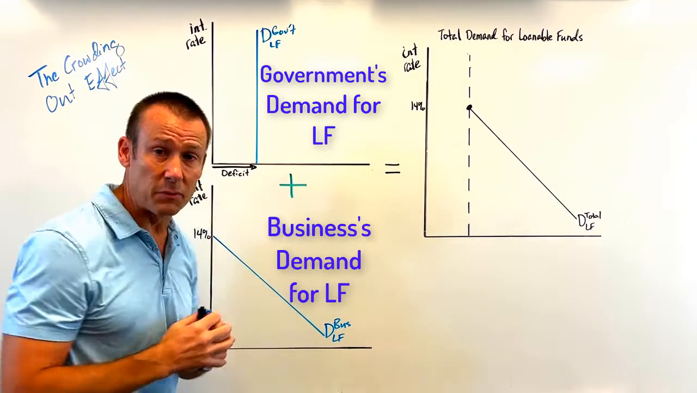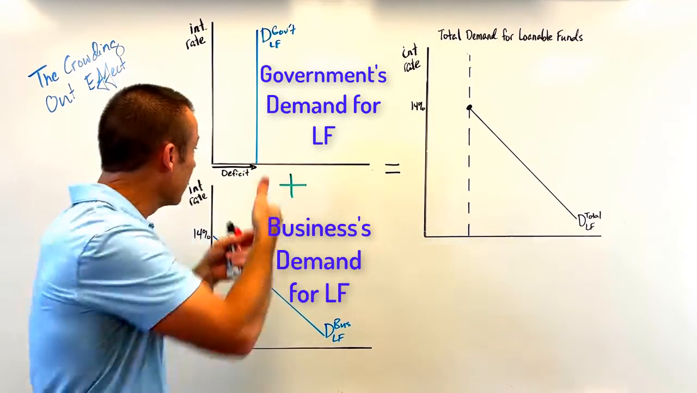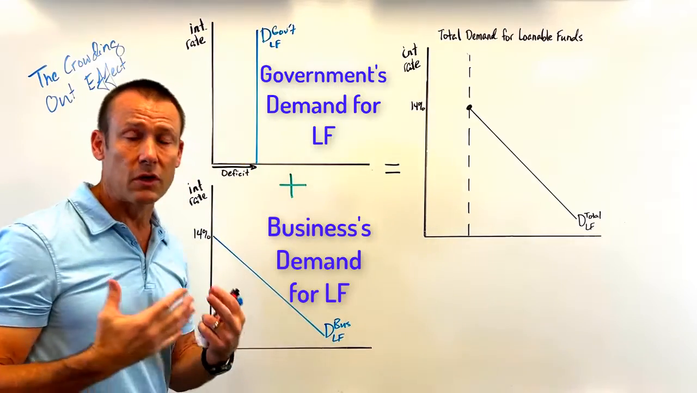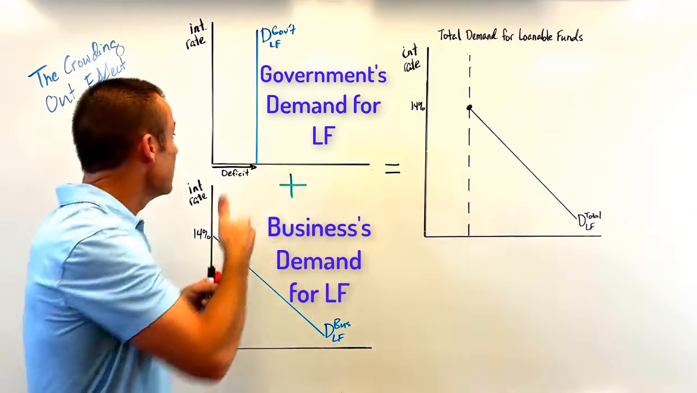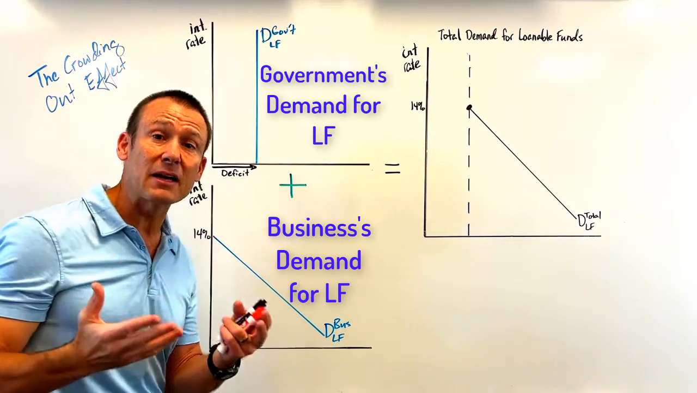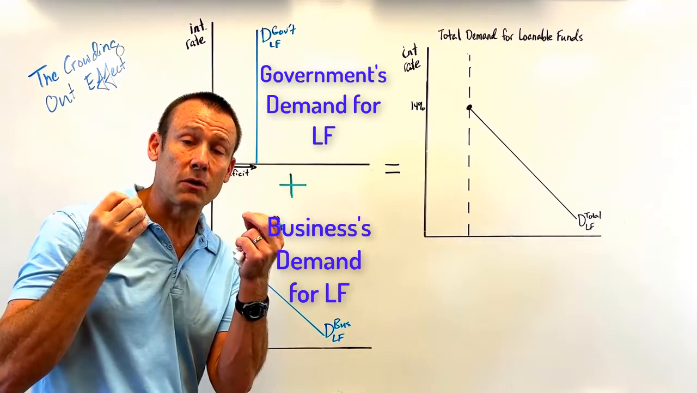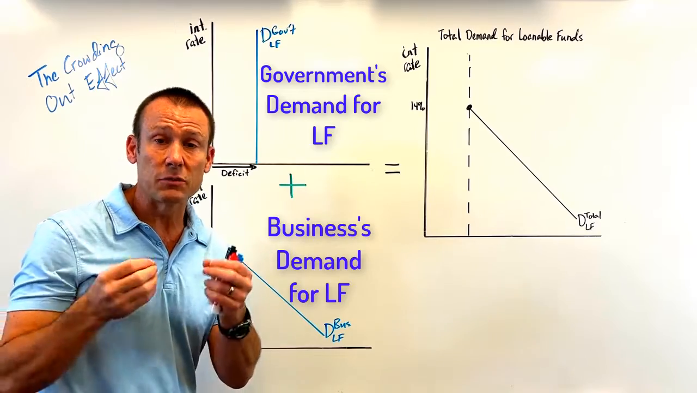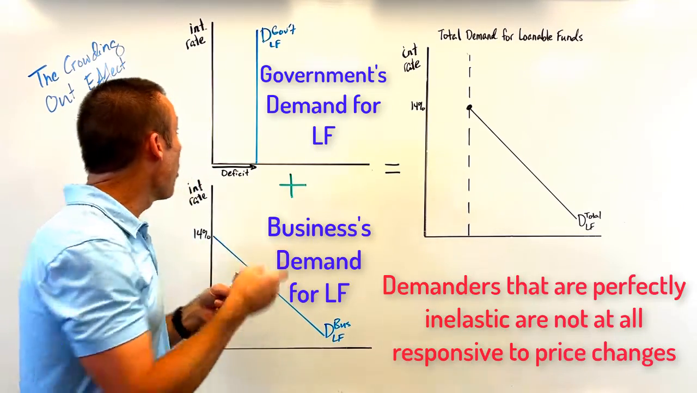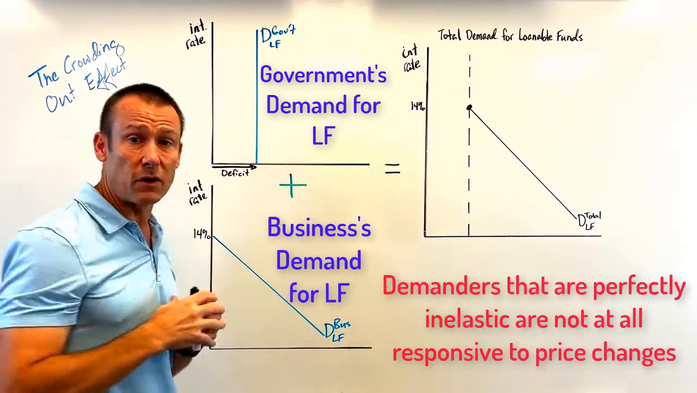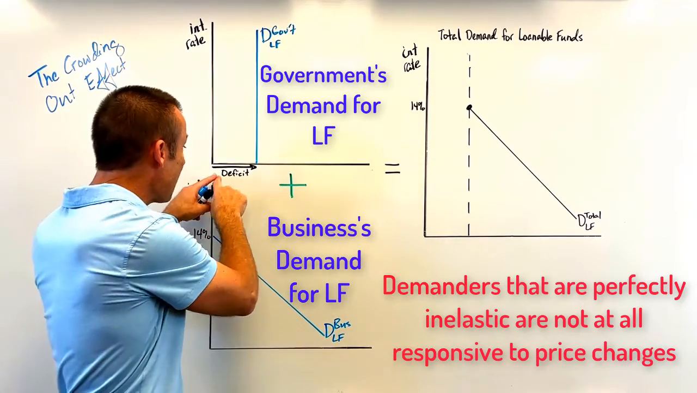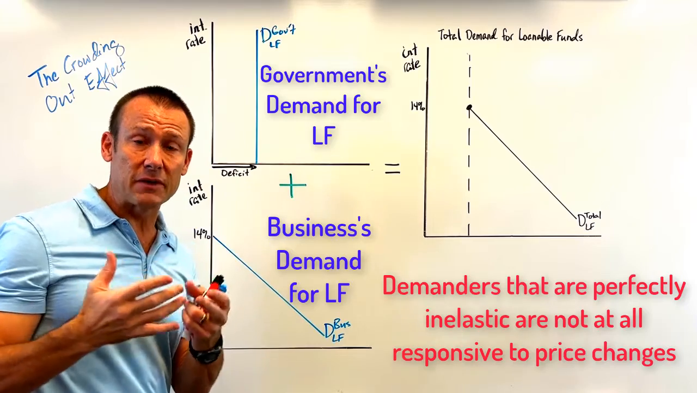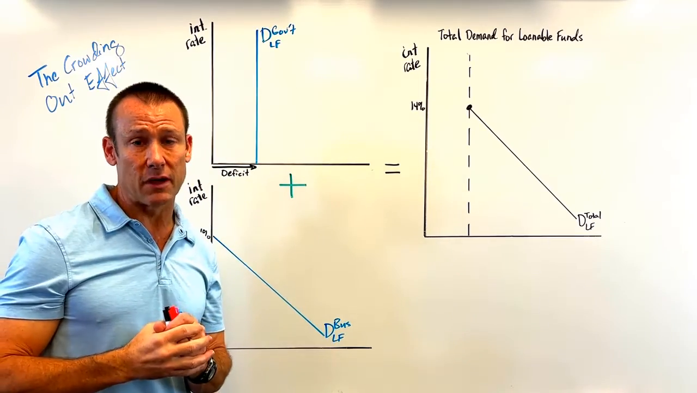First, take a look at the government's demand for loanable funds. It's very interesting, right? You immediately see that vertical line, okay? Very rarely do we ever see a demand curve that is vertical, okay? Now, when you see that vertical line, there's a technical name for that, which is called perfectly inelastic, which means they're not responsive at all to the price of loanable funds, which is the interest rate. Why are they not responsive to it? Because they have to borrow if they have a deficit. They're obligated to borrow if they have a deficit.